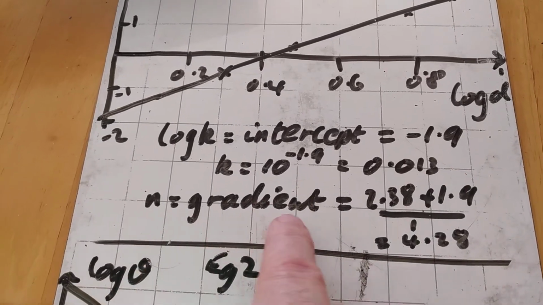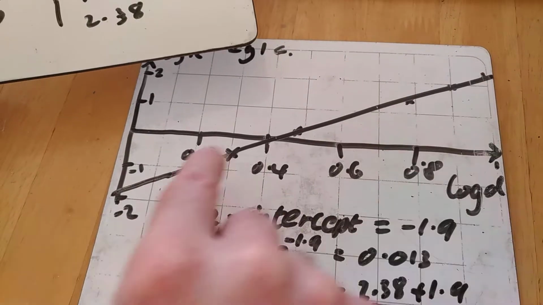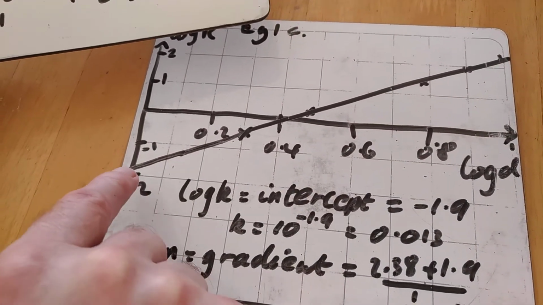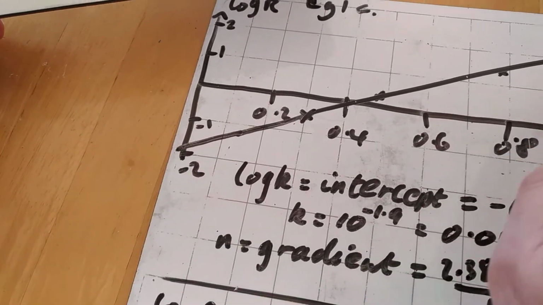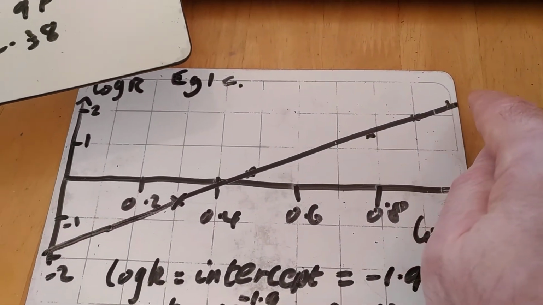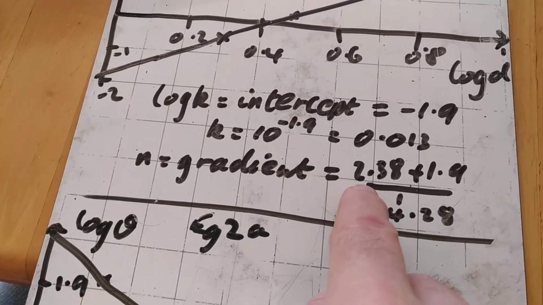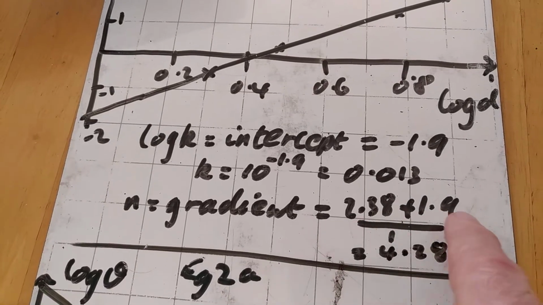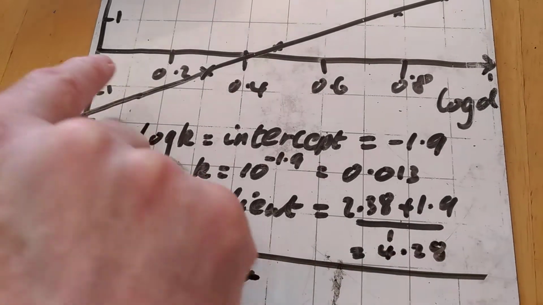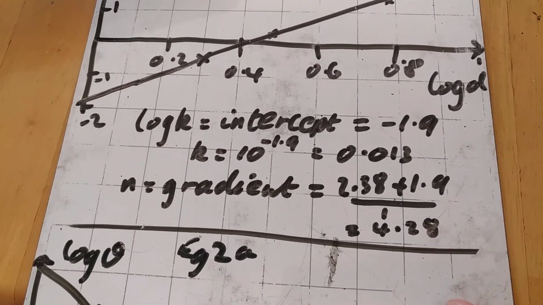We also said that n is the gradient. When you're trying to do the gradient of these things, try and find the extreme values of the line. So in my case, to go from that point at the intercept, minus 1.9, to that point at the top, where the y value was 2.38, all I do for my gradient is the change in y, which is 4.28, divided by the change in x, which in this case is 1. So my gradient n is 4.28.